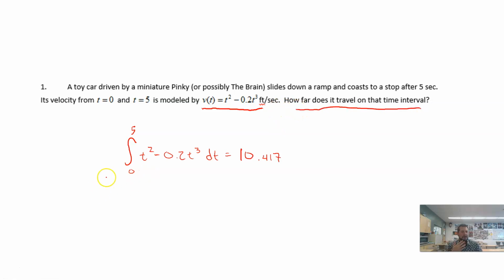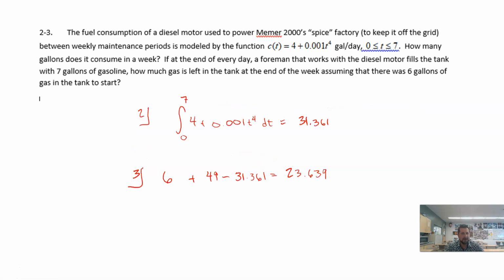Now, what we do is we set up the integral from 0 to 5 of our velocity function, and that tells us how far we are from where we started. So on number 1, I get 10.417, and if you wanted to put units on it, it would be feet, although I'm not going to require you to do that on the test. So just be aware that's your answer for number 1.